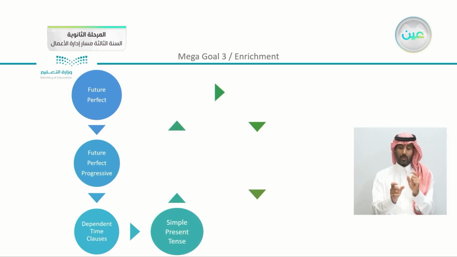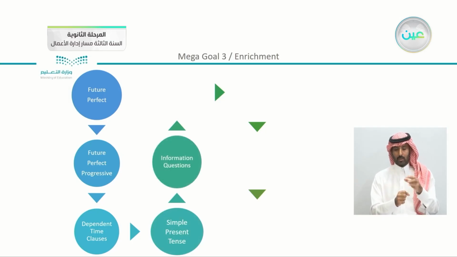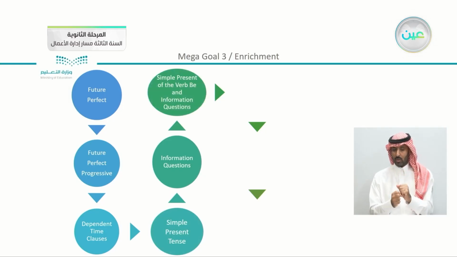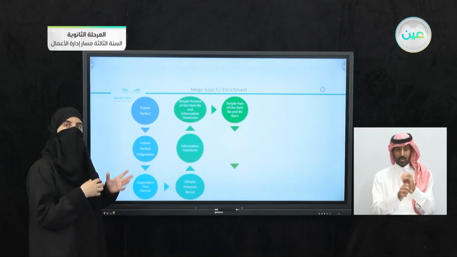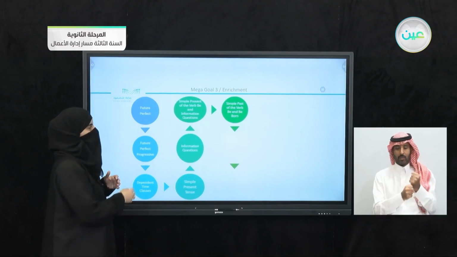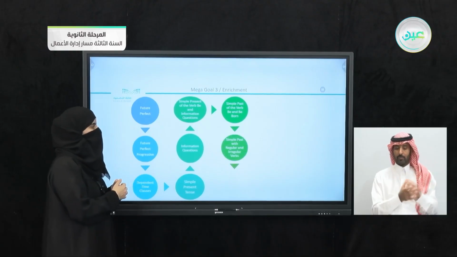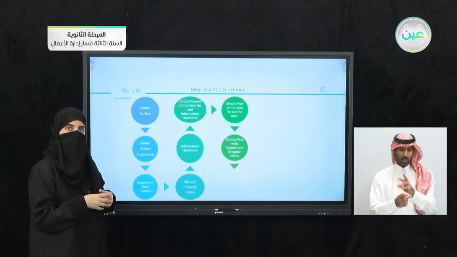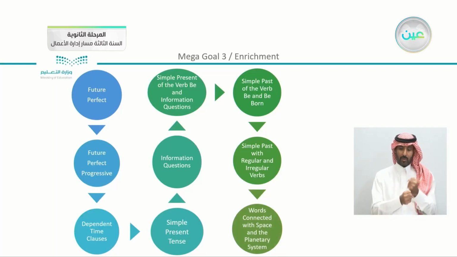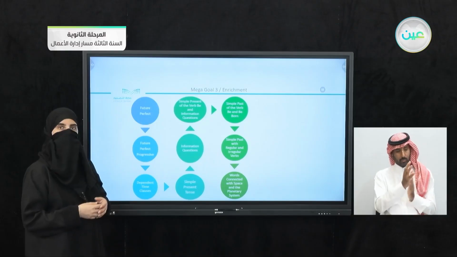We passed by the simple present tense. We also made information questions. We also formed the sentences using the simple present of the verb be and information questions as well. We also revised, or studied actually, the simple past of the verb be and be born. And also we just revised very quickly the regular and irregular verbs. Of course, we know that there are different irregular verbs. And also we passed by words that were connected to space and the planetary system.